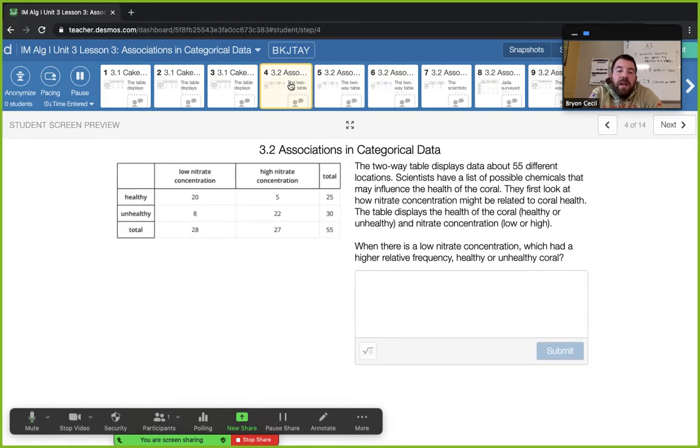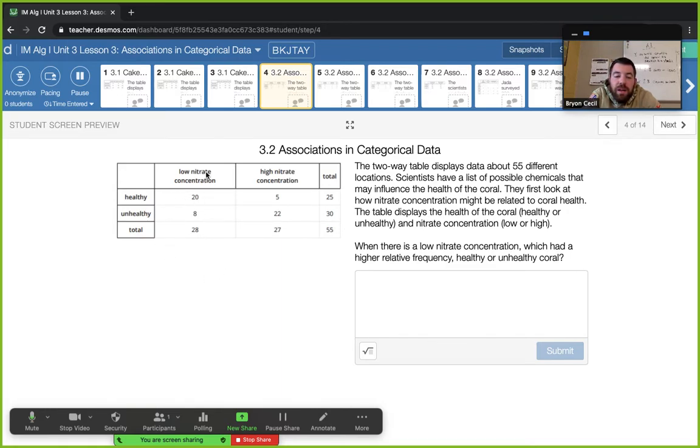New one here. Now we have a two-way table. It's displaying 55 different locations and the possible chemicals that may influence the health of the coral. They first look at how nitrate concentration might be related to the coral health. This table displays the health of the coral, healthy or unhealthy, and the nitrate concentration, either low or high. When there is a low nitrate concentration, which had a higher relative frequency, healthy or unhealthy?